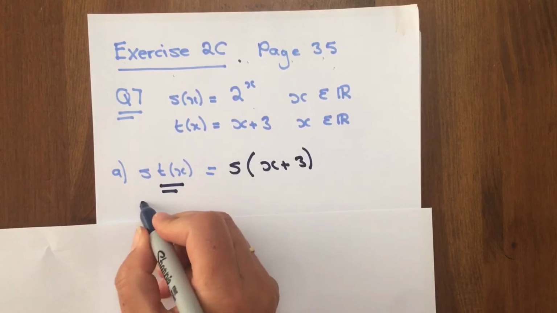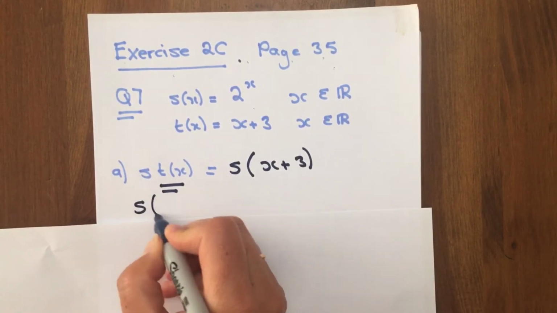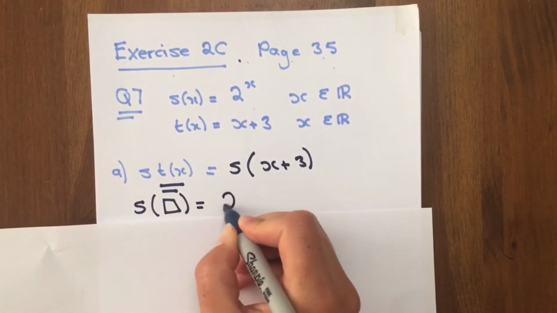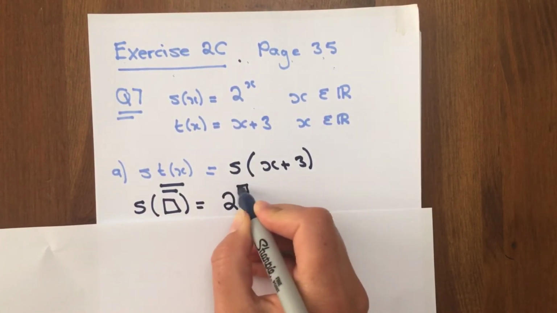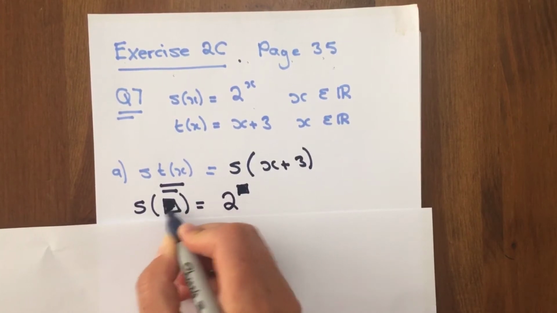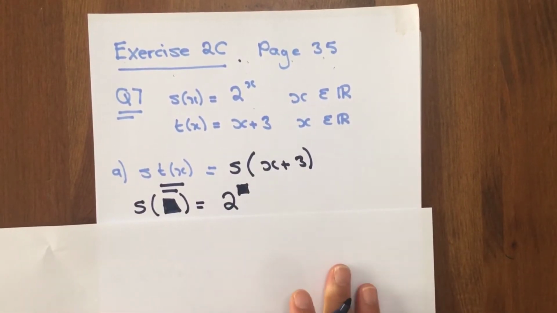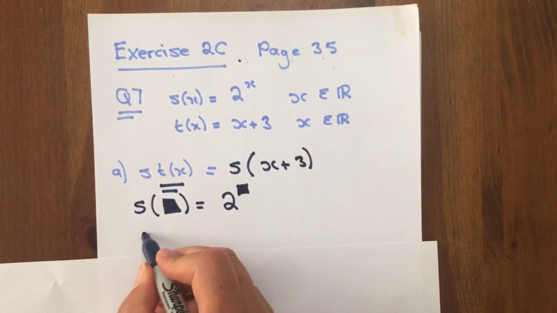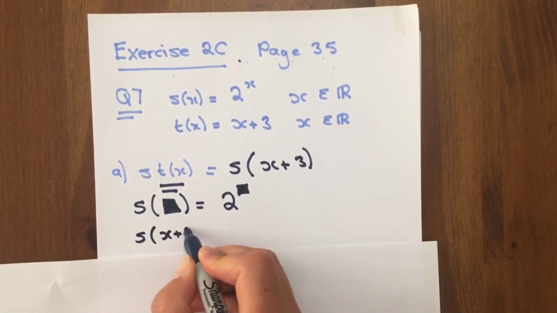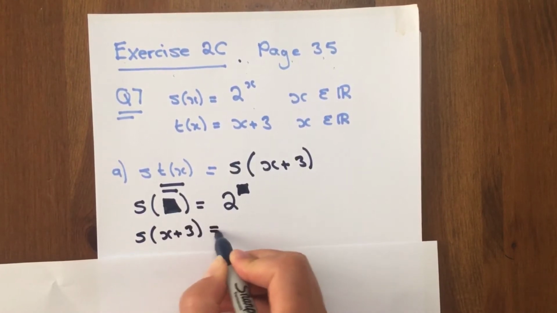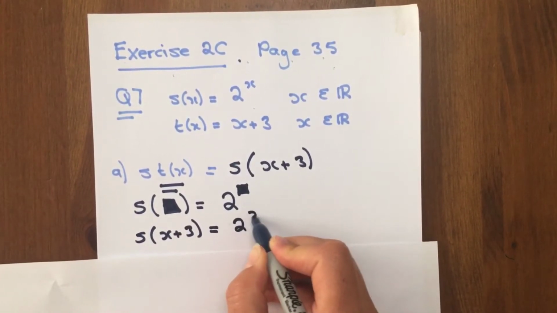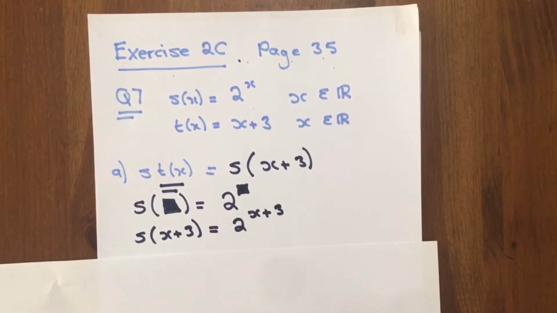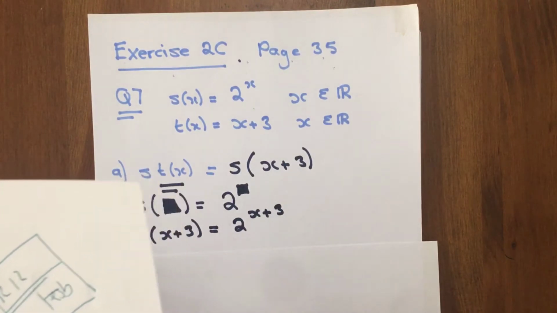Now, we know that the function S maps whatever is in S, it maps to what you're putting in. So what are we putting into S? We're putting in X plus 3. So therefore, S of X plus 3, so X plus 3 is in our box, is 2 to the power of X plus 3. And that is your answer.